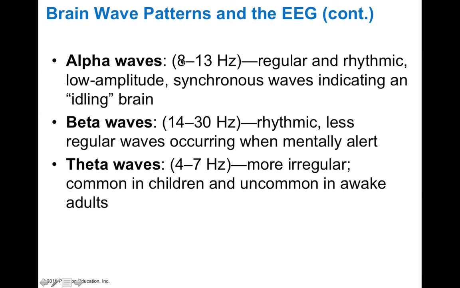Alpha waves are at 8 to 13 hertz. They're regular and rhythmic, low amplitude, synchronous waves that indicate an idling brain. So if you're just relaxed but awake, then you'll have alpha waves.